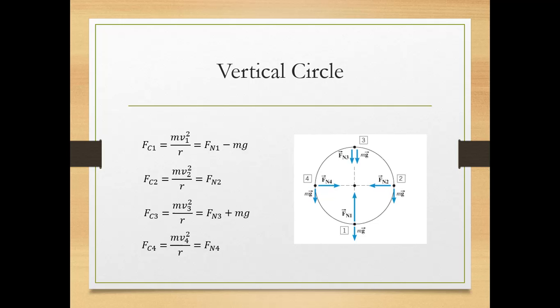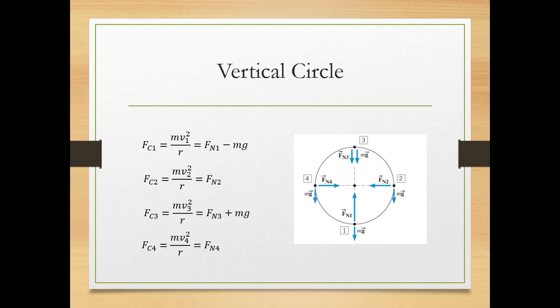At point 1 on the bottom, we could say the centripetal force is equal to the normal force minus the weight. So the normal force at point 1 has to be the largest. This would mean your perception of weight would be the largest when you get to the bottom of that circle. At 2, the normal force and the centripetal force are the same. It's not related to the weight at all.